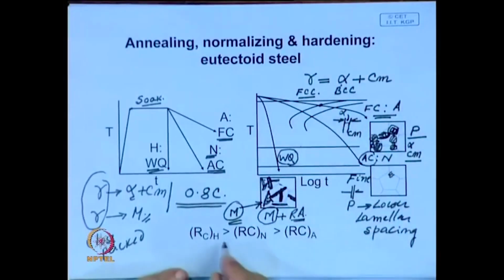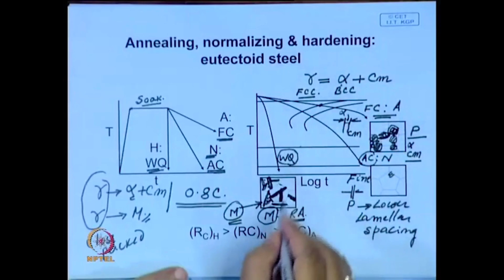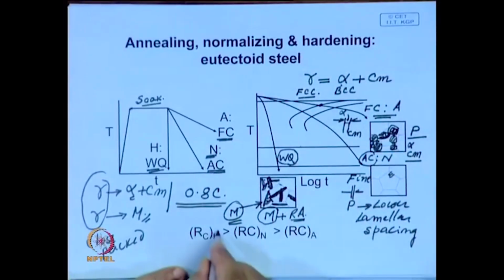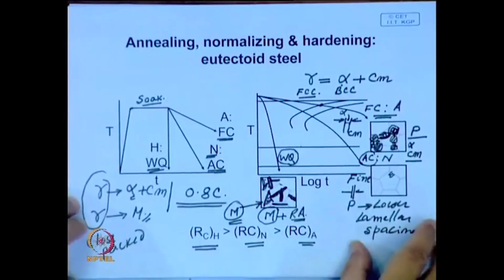Now, here if you look at the hardness, as you increase the cooling rate, hardness goes on increasing, and so this is the Rockwell hardness after hardening. This is in the normalized condition, and this is in the case of annealing. So, this will be the sequence.